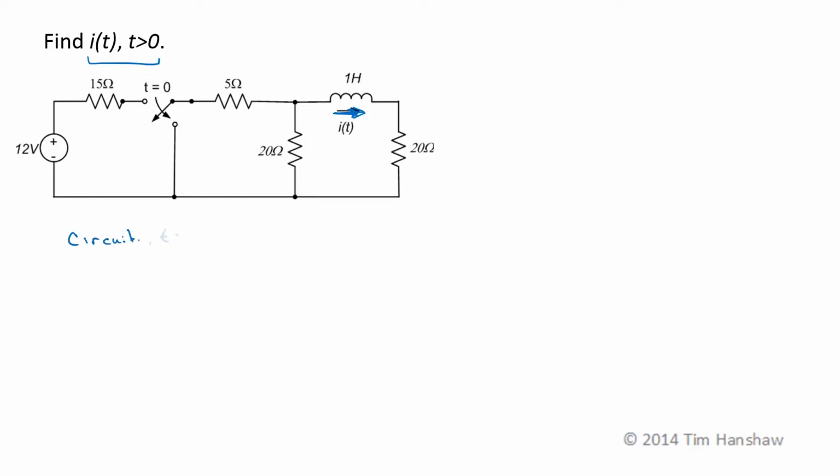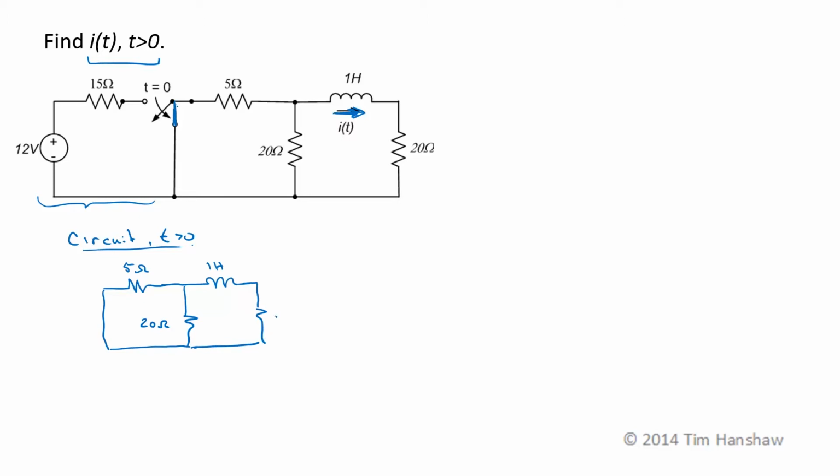I like to redraw the circuit for the time that I'm interested in, because then I don't have to try to keep track of the position of the switch in my head. For t greater than 0, the switch is moved to this position. This source and this 15 ohm resistor aren't connected to the inductor, so I have a 5 ohm resistor, a 20 ohm resistor, a 1 henry inductor, and another 20 ohm resistor.